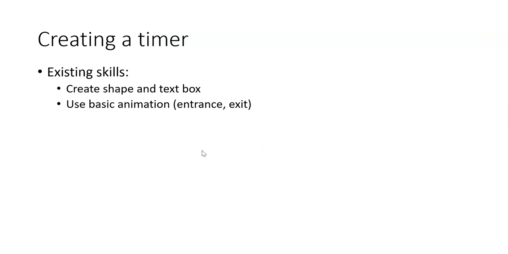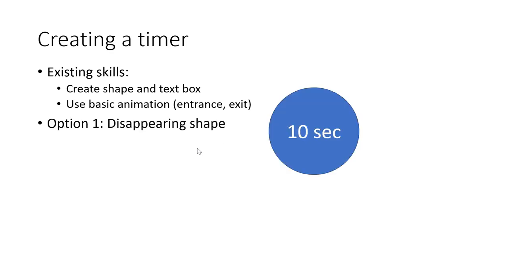So the existing skills that you should have to be able to do this is to know how to create shapes as well as text boxes in PowerPoint and to be able to use basic animation, specifically the entrance and exit effects. I'm going to show you two options today, and the first is that of a disappearing shape.